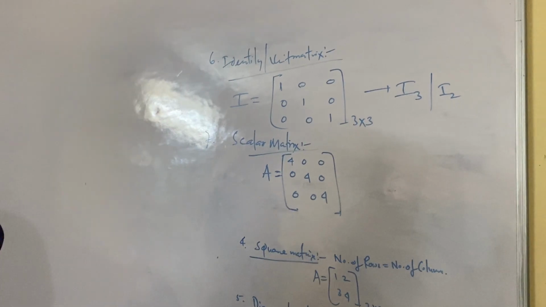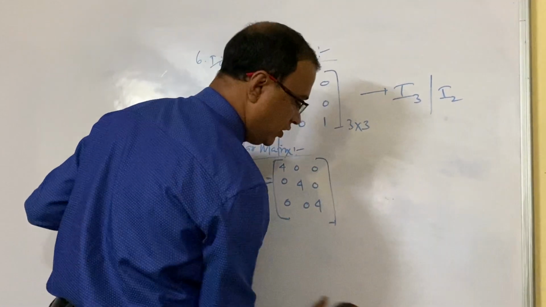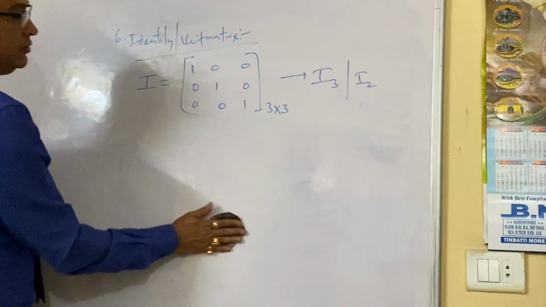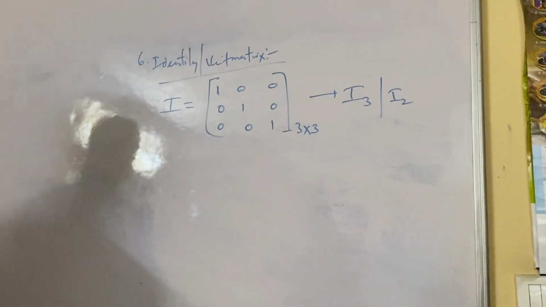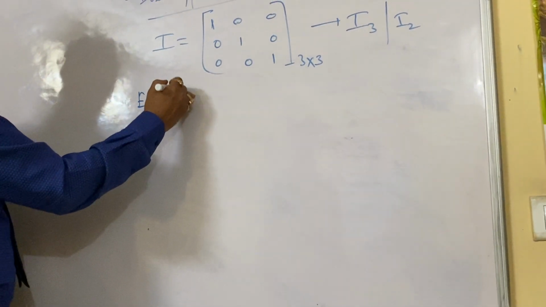Okay. Now the next topic is called equality of matrices. These are the types of matrices. One last but not the least. Let me finish this thing. Have patience. So, equality of matrices.